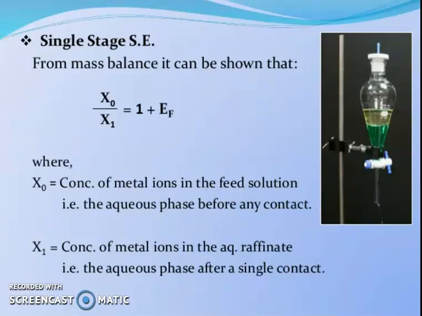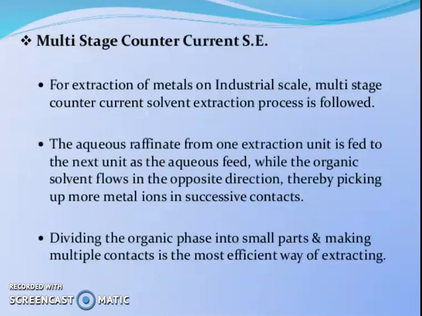Now from mass balance, it can be shown that X naught divided by X1 is equal to 1 plus EF, where X0 is the concentration of metal ion in feed solution, that is the aqueous phase before any contact, and X1 is the concentration of metal ion in aqueous raffinate, that is the aqueous phase after a single contact.